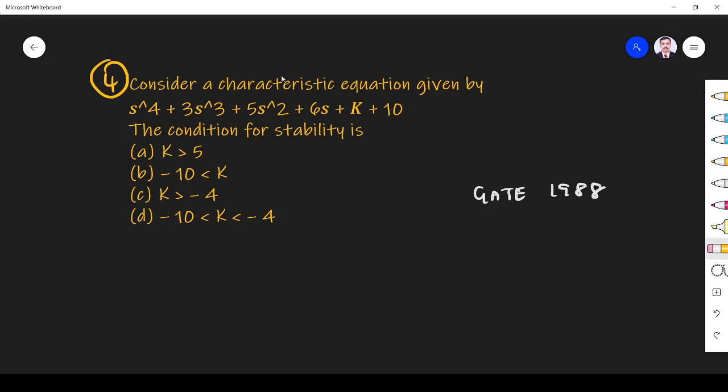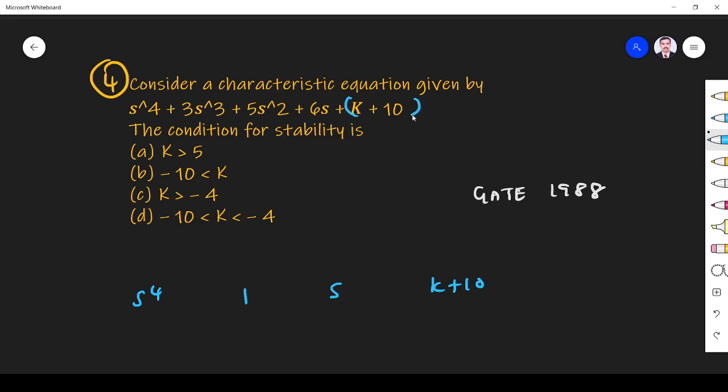The next question is, consider a characteristic equation given by s power 4 plus 3s cubed plus 5s squared plus 6s plus k plus 10. The condition for stability. So they have given the characteristic equation. So we write the Routh array. The Routh array can be written as s power 4. S power 4, it has coefficient 1, even coefficient 5 and k plus 10.